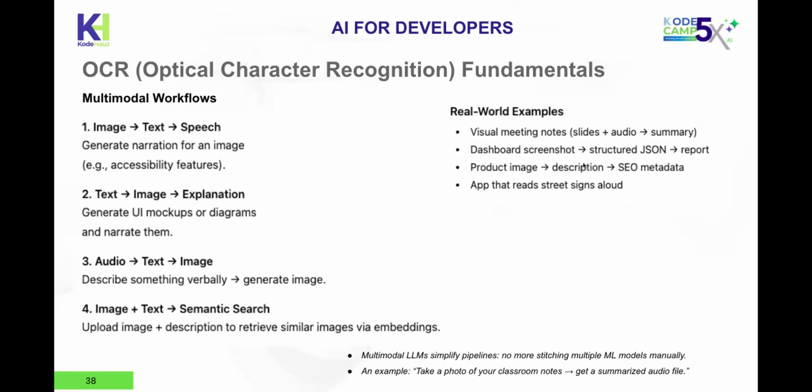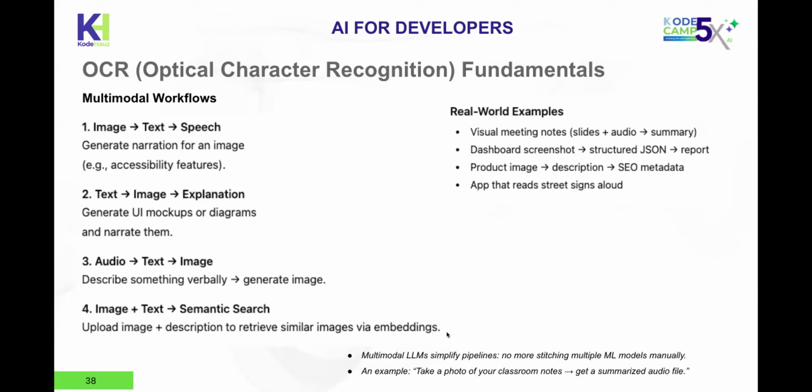Then product image description. From a product image, you generate a description. From the description, you pull out search engine optimization parameters or metadata. In an e-commerce application, for example, when you tell people to upload an image of their product, you can generate SEO metadata straight from the image that they upload. So you now have improved search engine optimization for that site. Then an app that reads street signs aloud. Google has done that already, but you can still do yours.